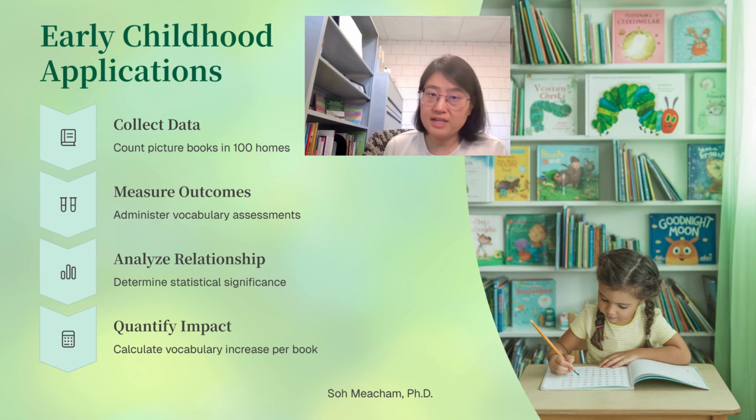So why do we use regression in education? Let's take an example from early childhood. Suppose we want to know whether the number of picture books in the home predicts a child's vocabulary size by the time they enter kindergarten. We could collect data from 100 families, count the number of picture books in each home, and administer a vocabulary assessment to each child. Using regression, we can determine whether there is a statistically significant relationship between the number of books and the child's vocabulary score. And even better, we can quantify how much vocabulary tends to increase for each additional book in the home.